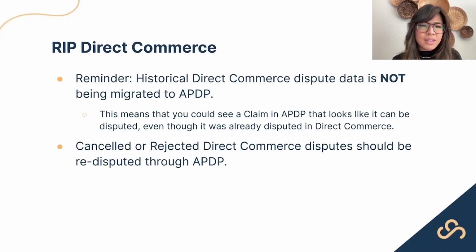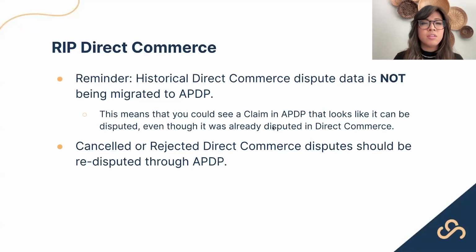Last thing I'll call out, to those of you who were on direct commerce before and are now moving to APDP, this is, I think, one of the biggest challenges of that move. Historical direct commerce dispute data is not being migrated to APDP. What this means for suppliers is that it is possible for you to see a claim in APDP that just looks like money on the table that you can go after, but actually you have already disputed this in direct commerce. So that is something to think about.